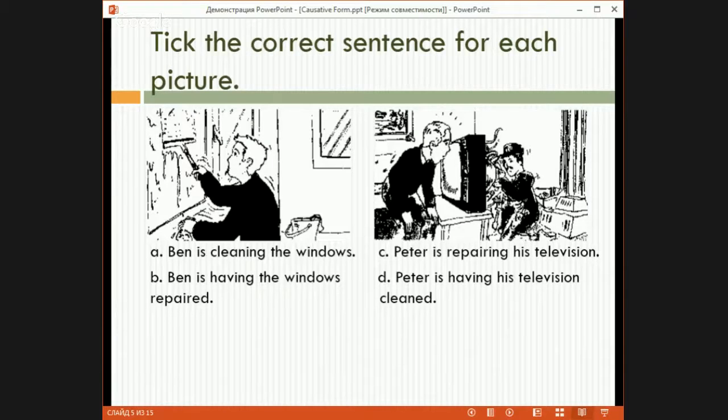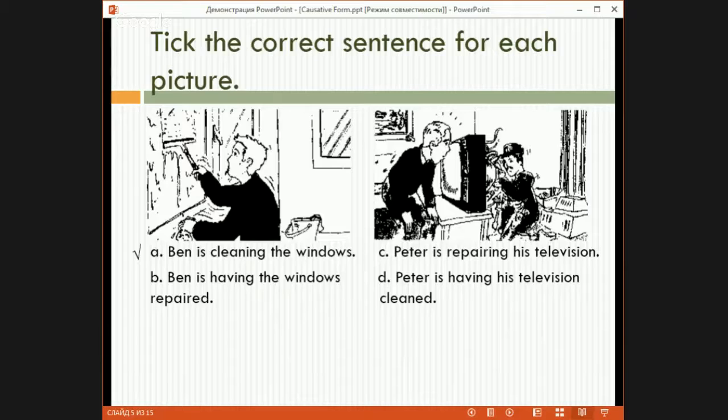We have pictures and we have to decide whether we need to use this construction or not. For example, the first one, Ben is cleaning the windows or Ben is having the windows cleaned. Sorry, I changed the places, it must be cleaned. So in this case, of course, we can see that he is doing it by himself, and that will be the correct answer.